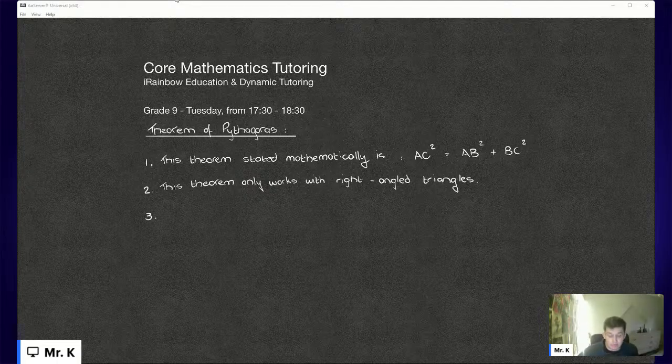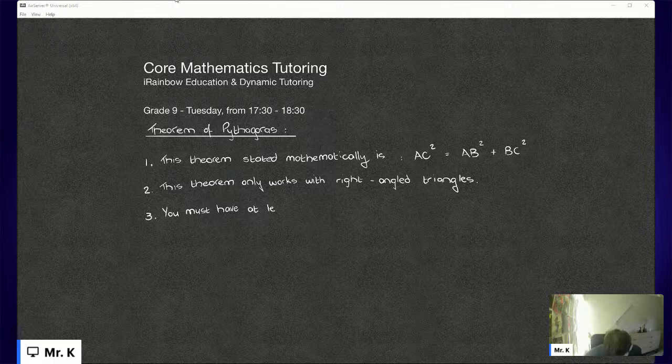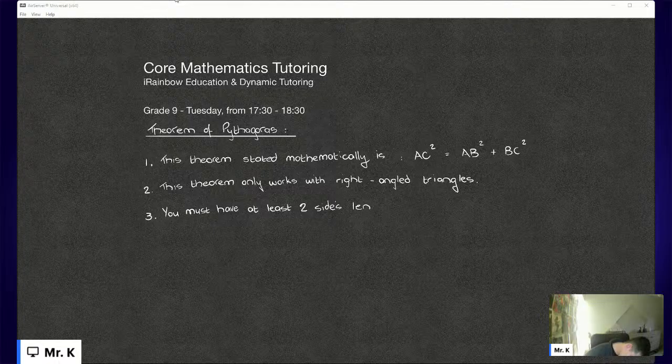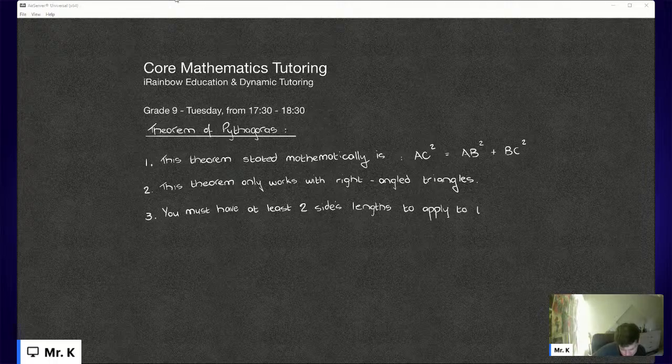order to be able to use the theorem? You must have at least two side lengths to apply the theorem. So if I only have one side of a triangle, that's not going to work. It does not help me. I need to have at least two sides of a triangle in order to apply the theorem.